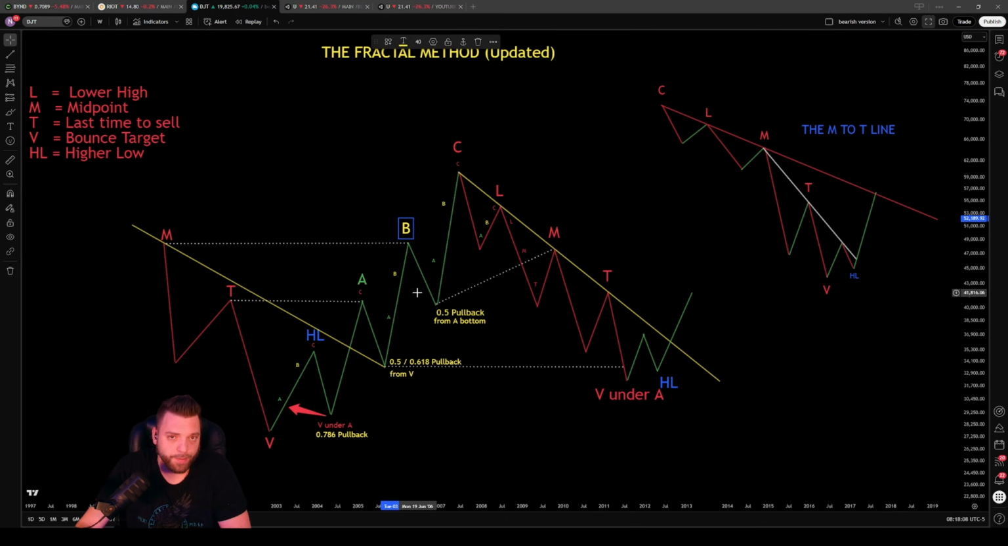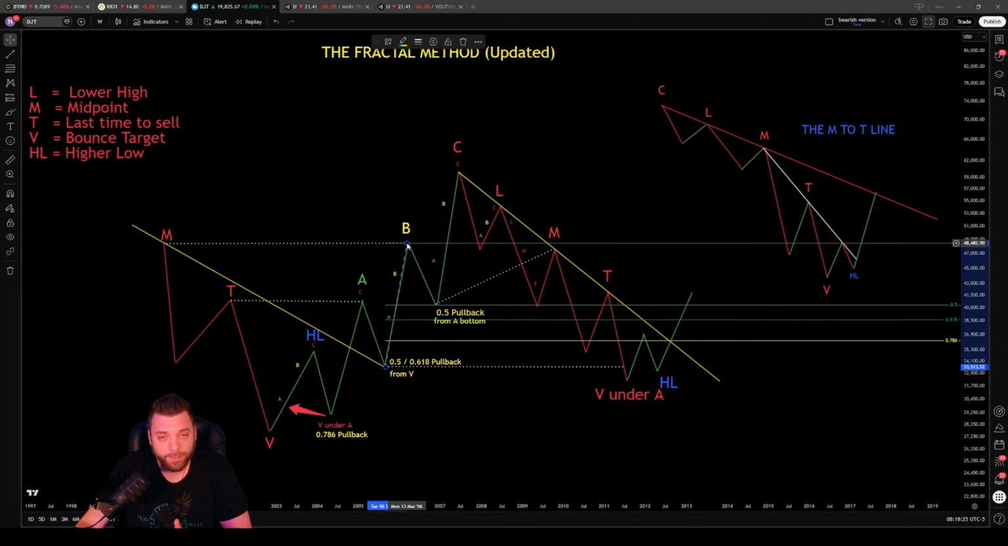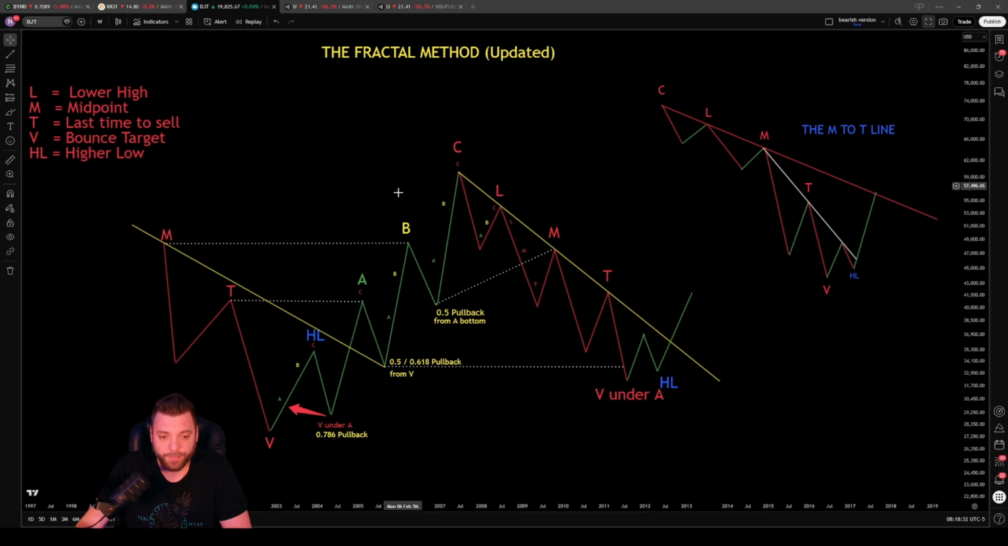What is the B pullback? The B pullback is most of the time a 0.5 pullback. Sometimes it can pull back to the 618. From where do you pull this? This time you're not looking at the V. You're taking your fib from the A bottom to the B peak, and then you're looking for the 0.5 pullback. After you finish this, you go to your C, your peak.